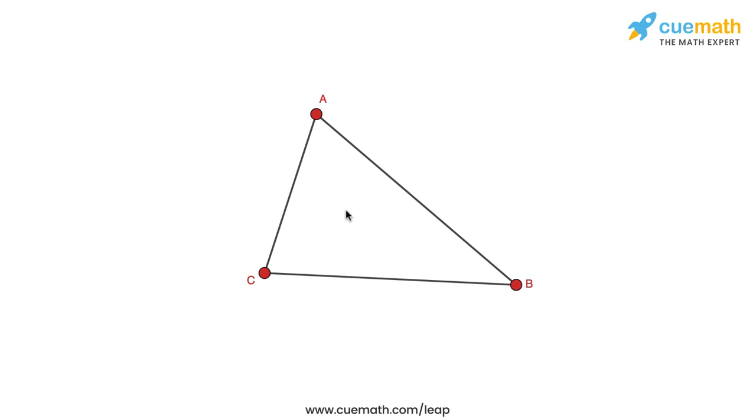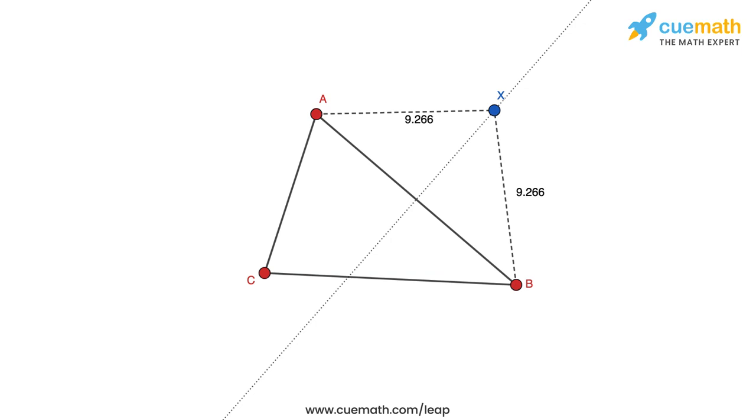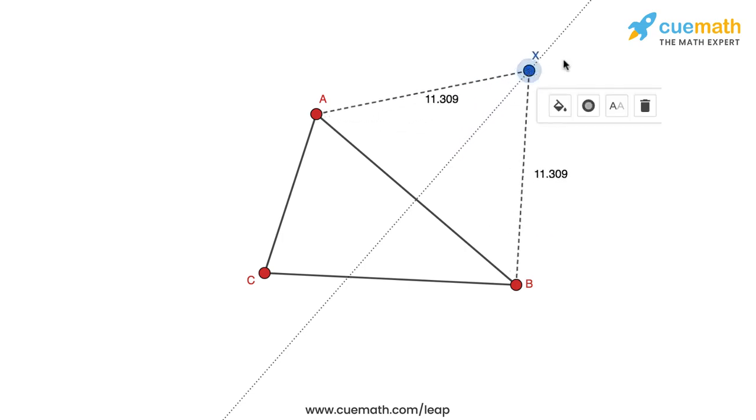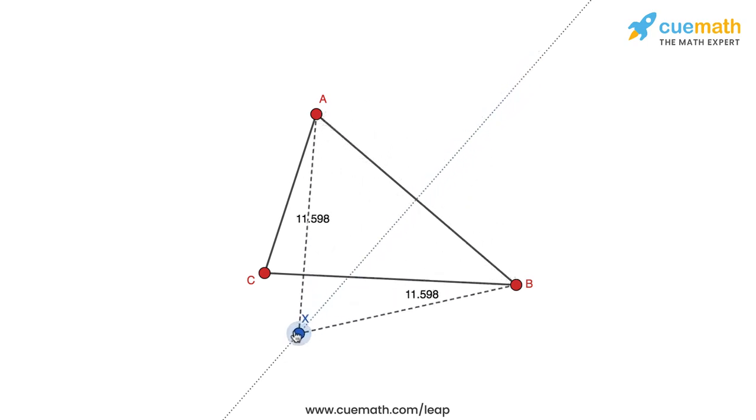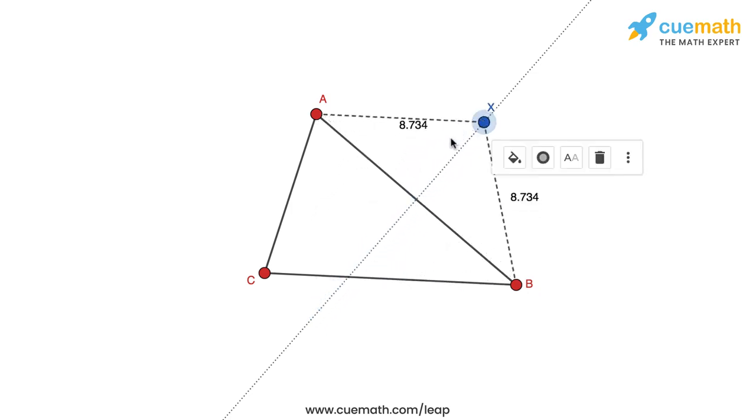Okay, so first we're going to draw the perpendicular bisector of the segment AB. This dotted line that you see is the perpendicular bisector of AB. If you take any point on this line, so let's take a point X, this point is going to be at the same distance from A and B. If we take X anywhere on this perpendicular bisector, you can see that it is always at the same distance from both A and B.